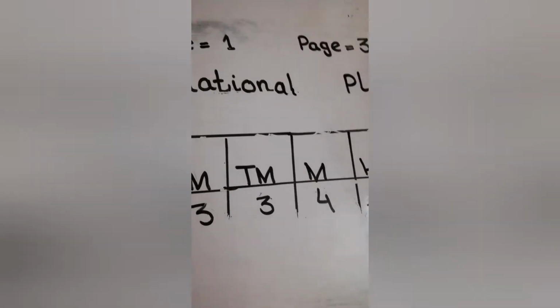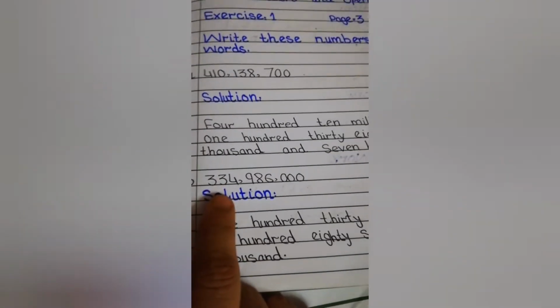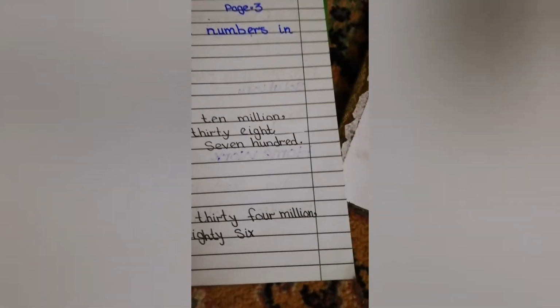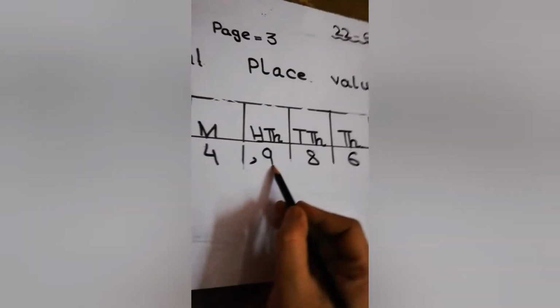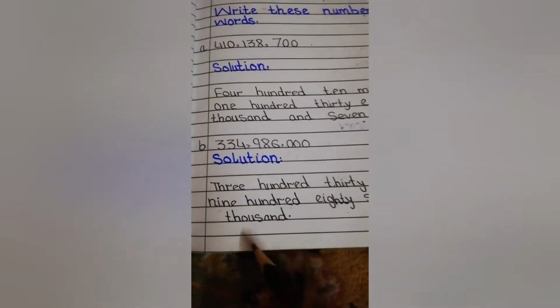So students, I write the numbers in the place value chart. In this way you can easily read the numbers and you can write these numbers in words. So in words we will write like this: 334 million, 986,000.